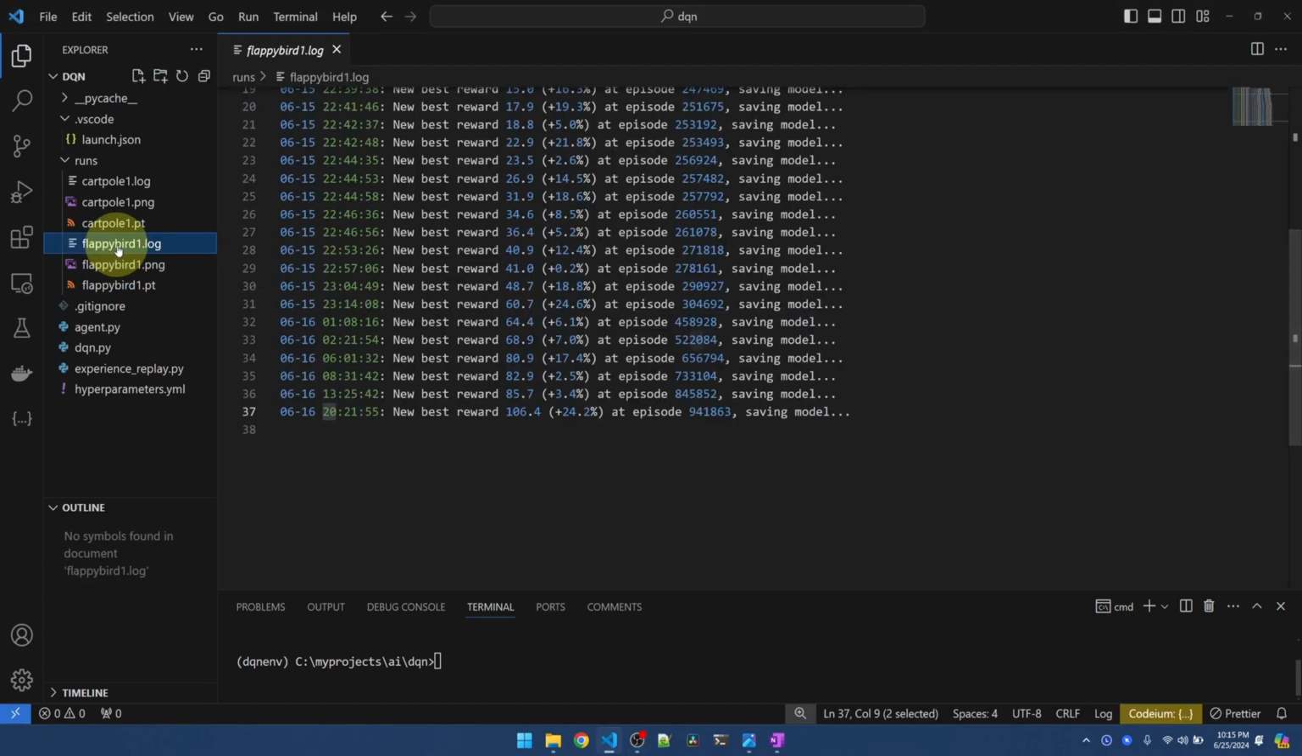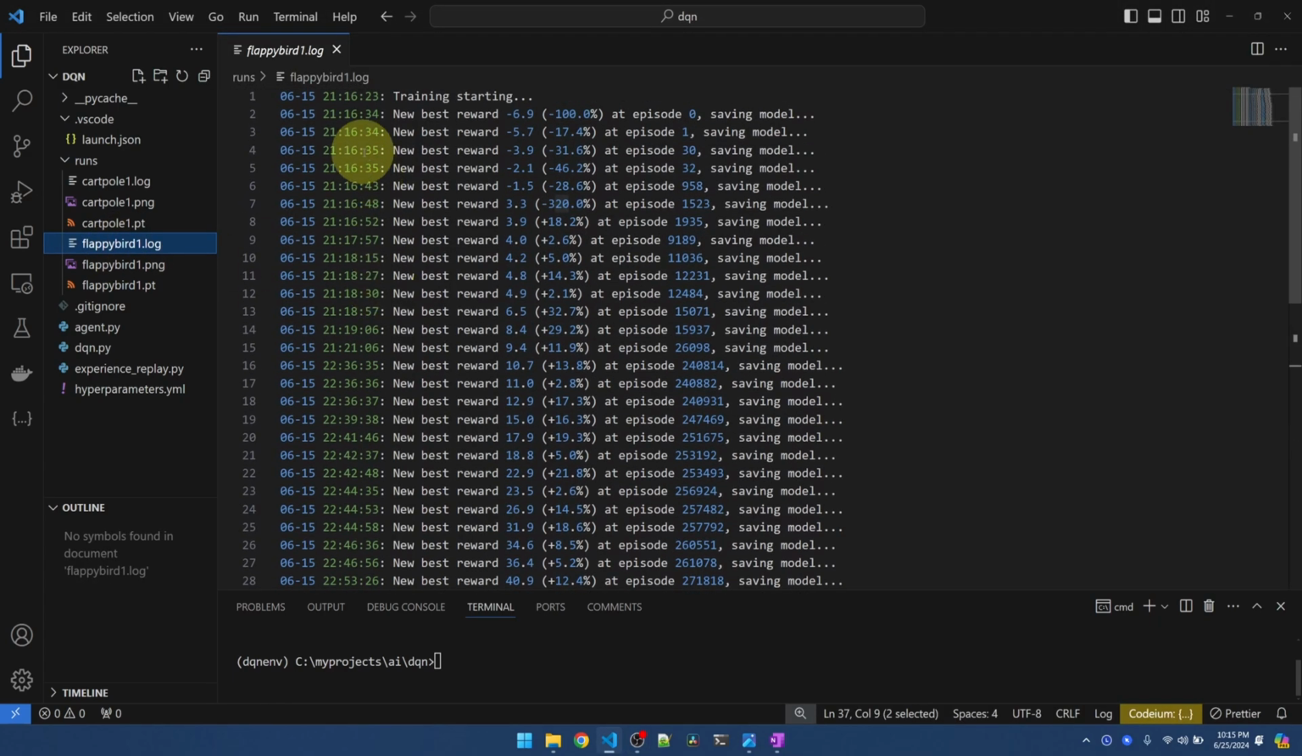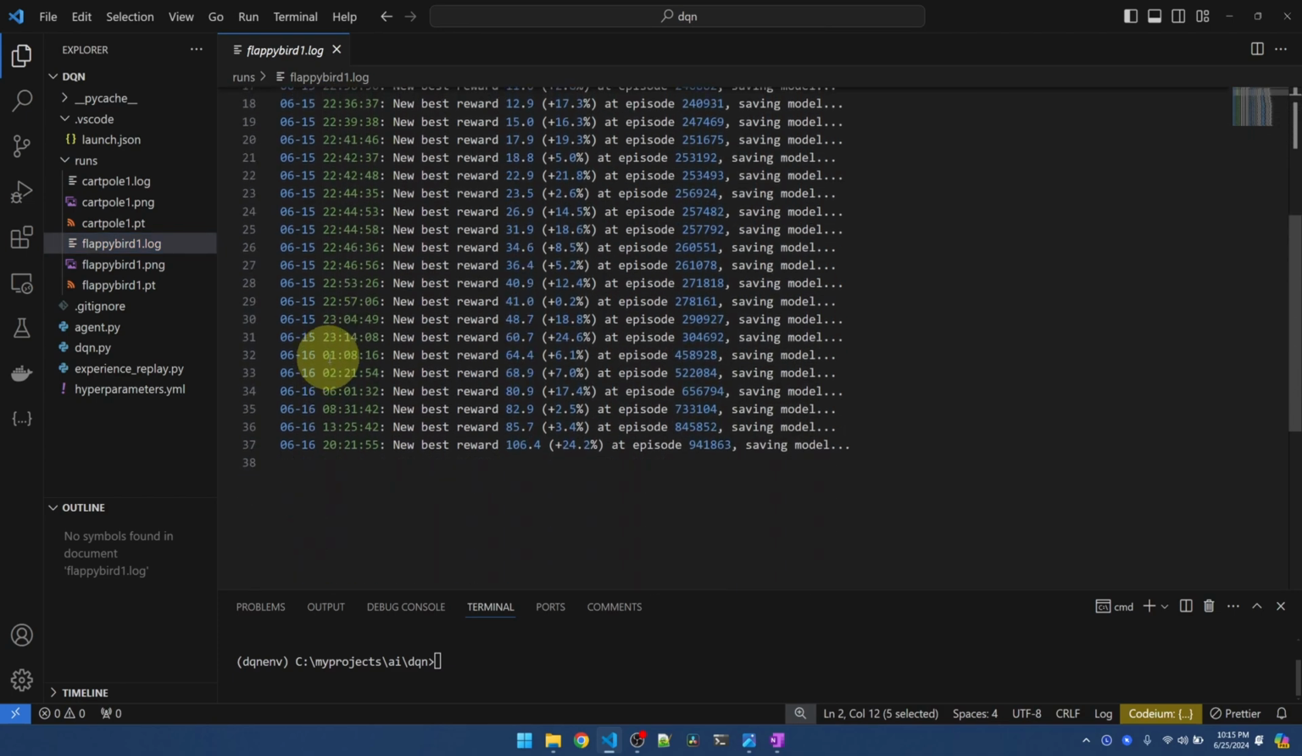Let me open the log. Let's see how long I trained. I started on 21/16, went all the way to the next day till 20/21, so almost 24 hours. It did almost 1 million episodes and reached a reward of 106.